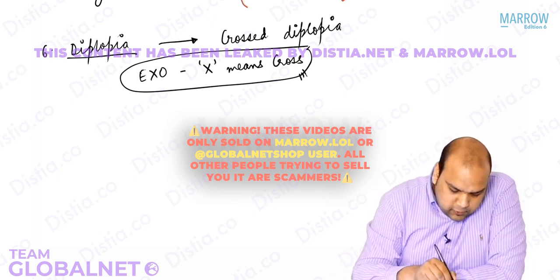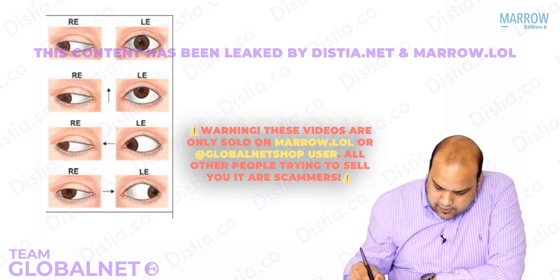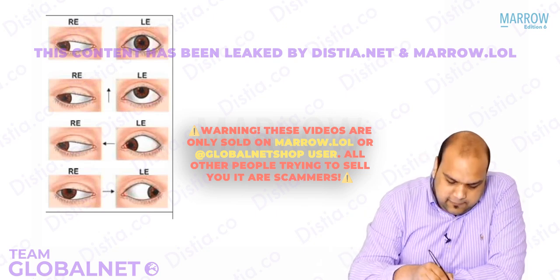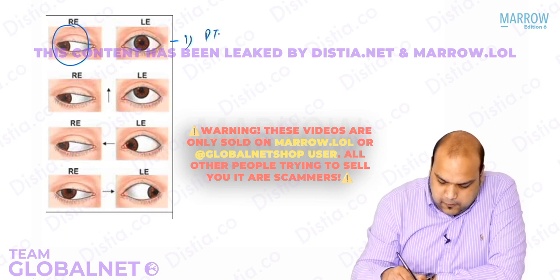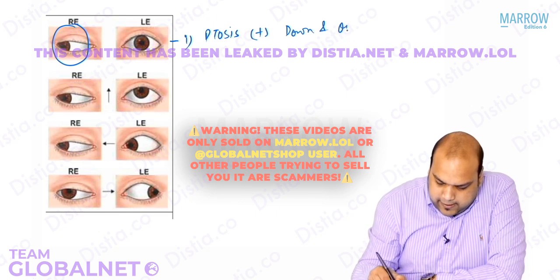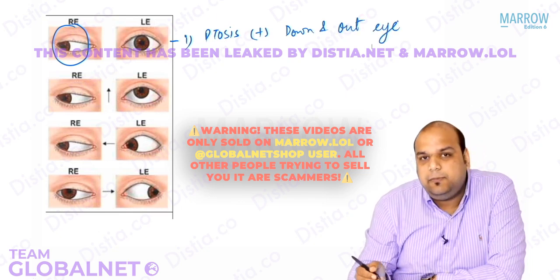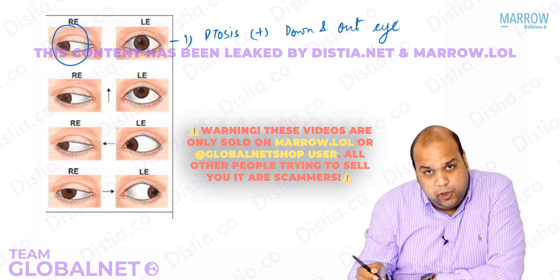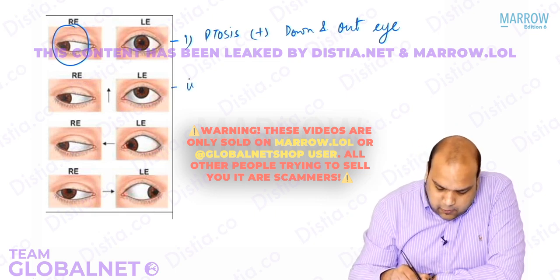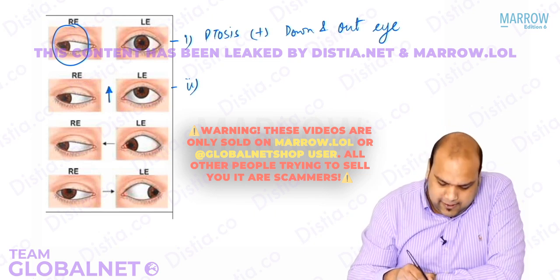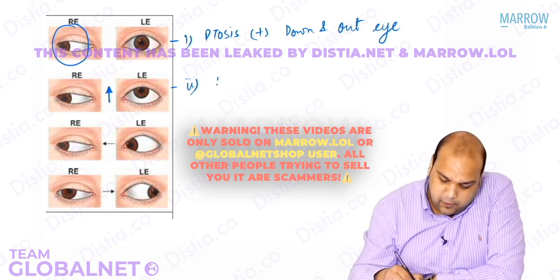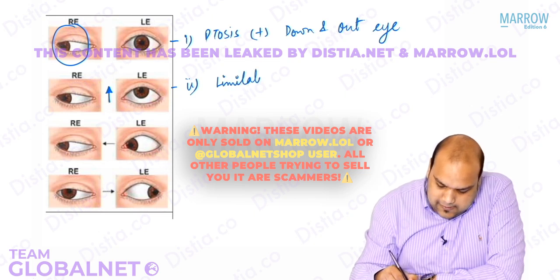Now, if I show you another photograph, I hope you will be able to diagnose it also. Let's see this photograph, everybody. Let's see the first photograph. In the first photograph, what do we see, everybody? In the first photograph, we see ptosis plus down and out eye. My diagnosis is clear from this photograph only. But what if I want to examine all the ocular movements? Let us try to examine all the ocular movements. In the second photograph, I have asked the patient to look up. The left eye has been able to look up, but the right eye has not been able to look up because there is limitation of elevation.